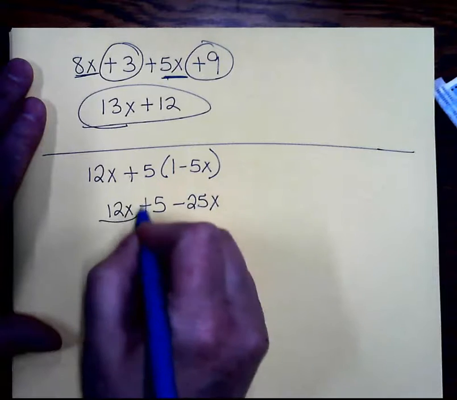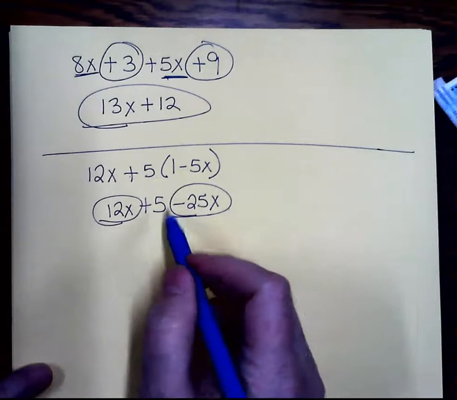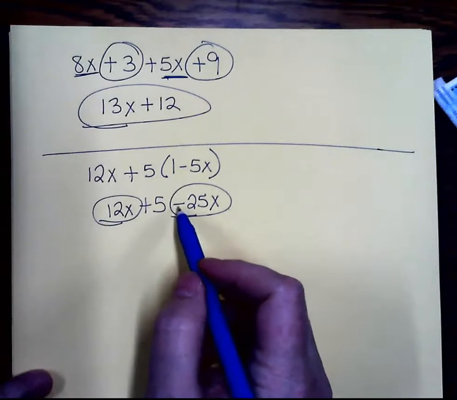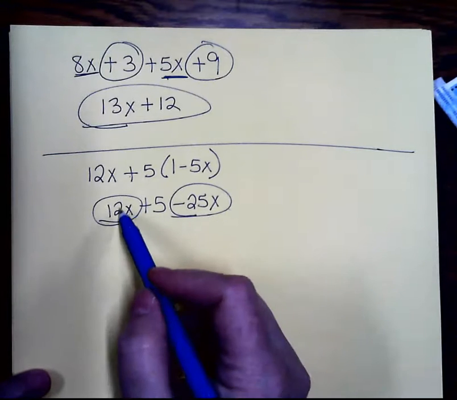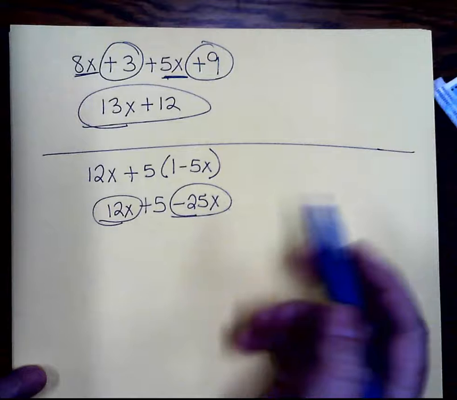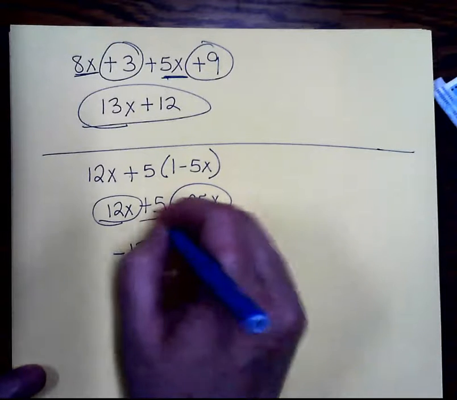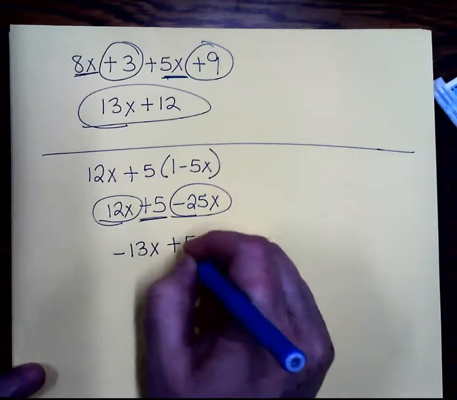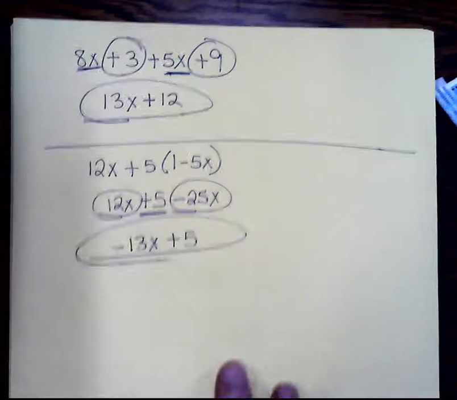I can combine the 12x and the negative 25x. A lot of people say, well, isn't that a subtract 25x? It's the exact same thing. So I'm going to combine 12x and negative 25x. So 12 minus 25 is negative 13x, and then your 5 has nothing to do but stay on. Let's kick it up a notch.